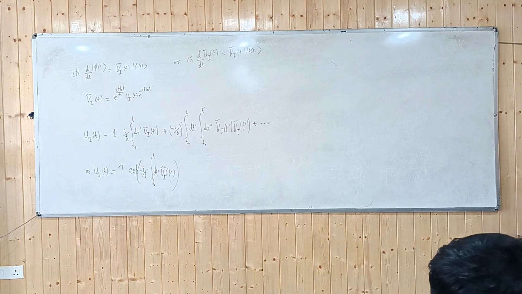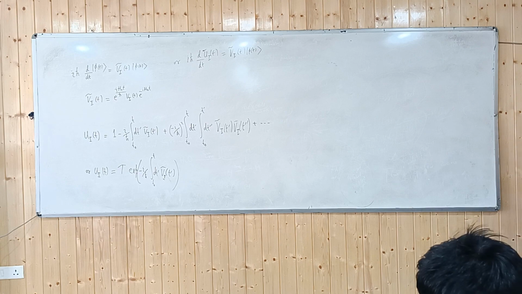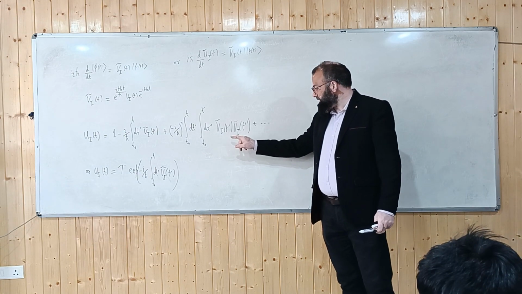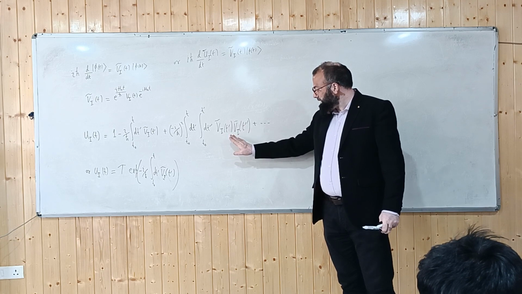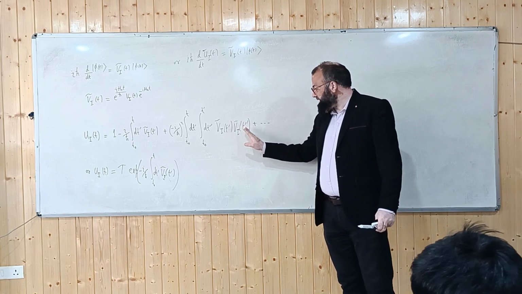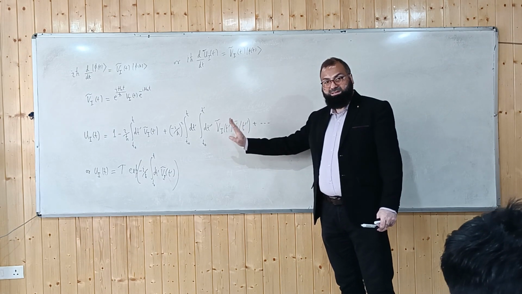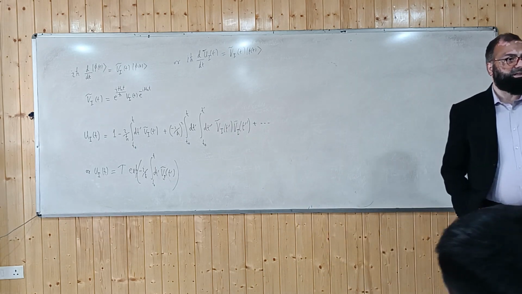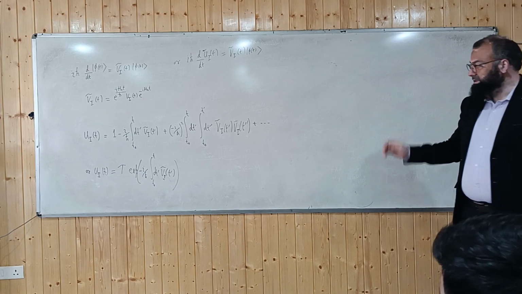So you have to apply the time ordering once you act this on some state, because it is not a priori known to you whether t prime is greater than t double prime or t double prime is greater than t prime. So you simply apply the time ordering operator, then act on a given state.